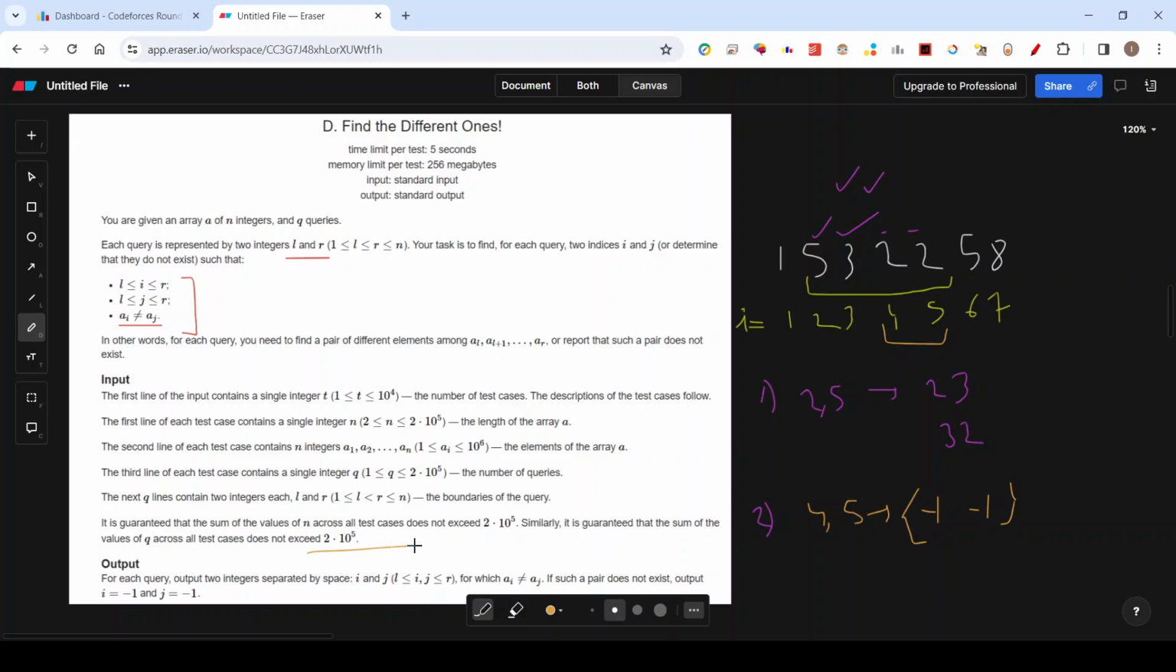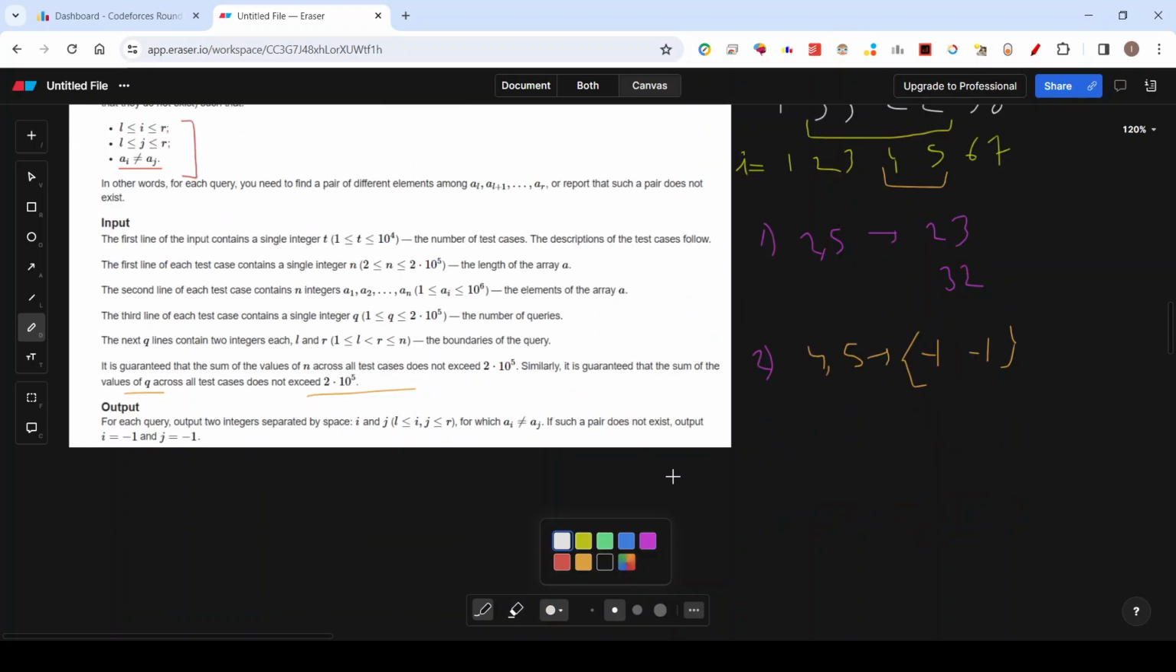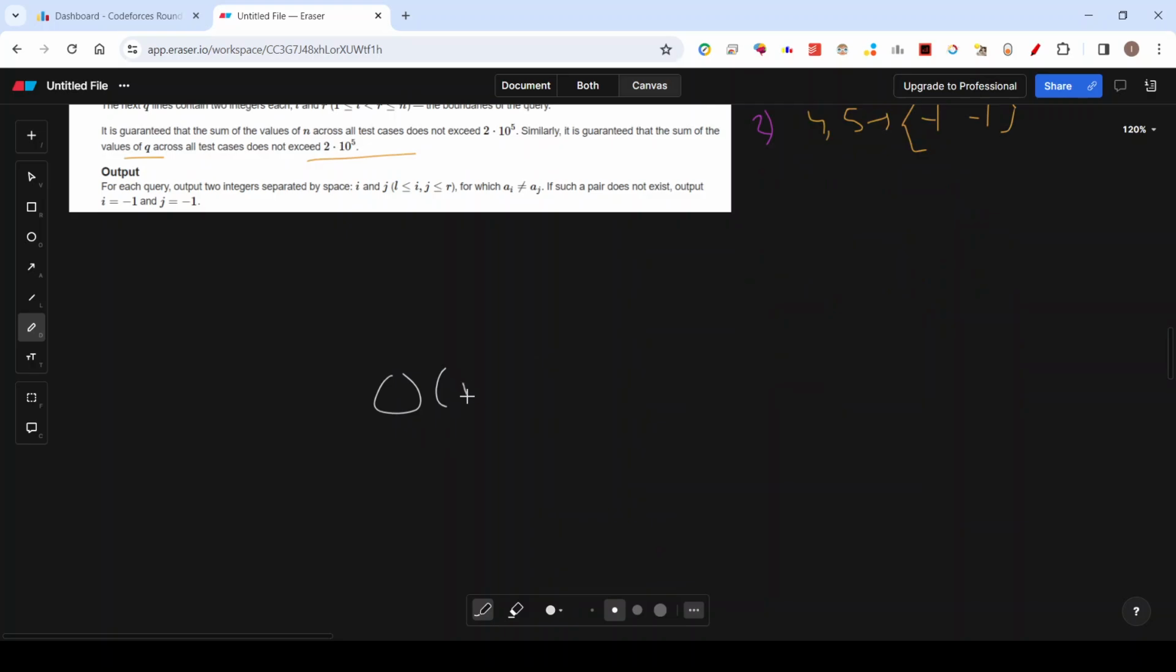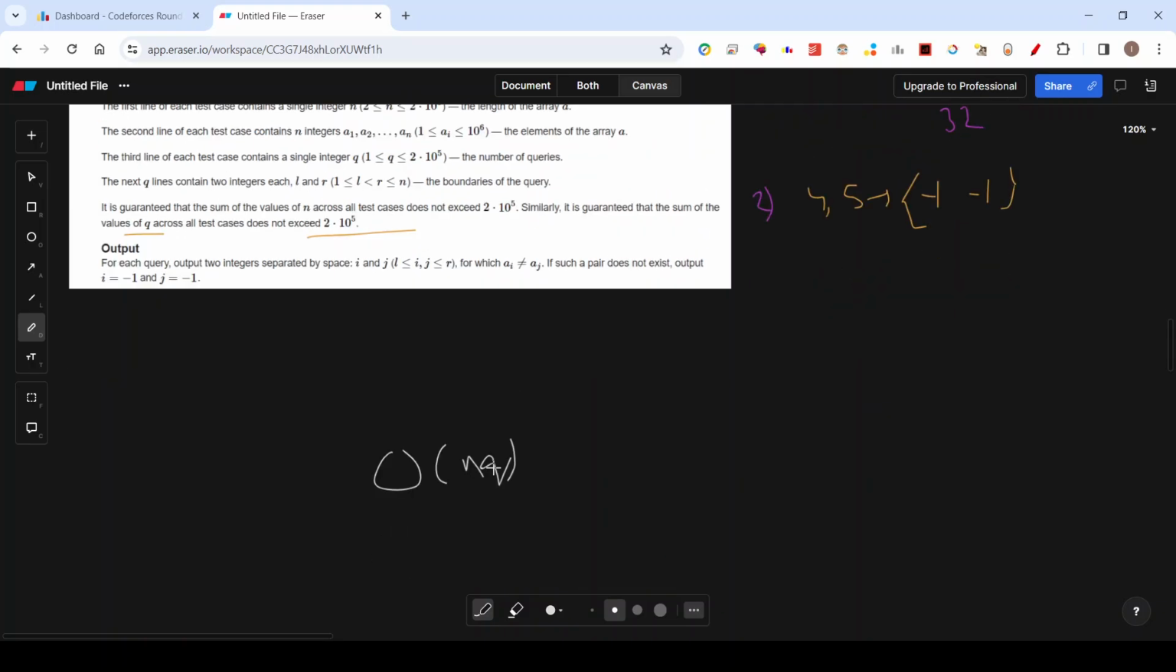The constraints were 2 into 10 to the power 5, if you assume that value of q over all test cases. So maybe you have to design a solution which passes in order of n log n, or n into q if you neglect the queries part. So you have to find an algorithm, a way, such that you can solve this.